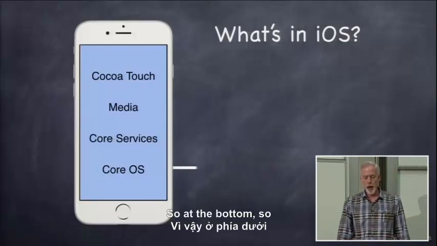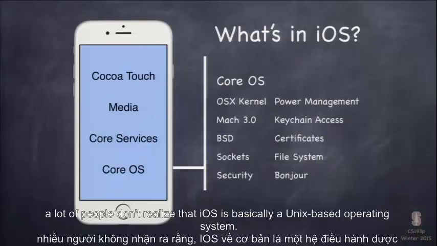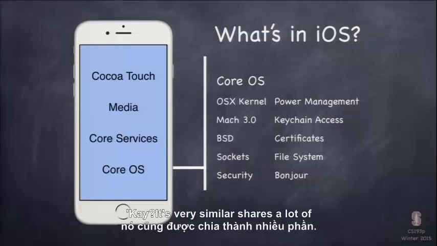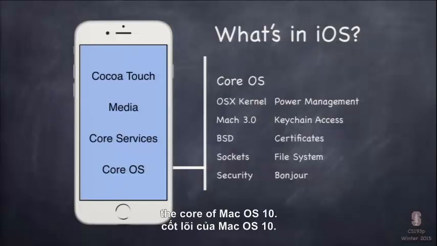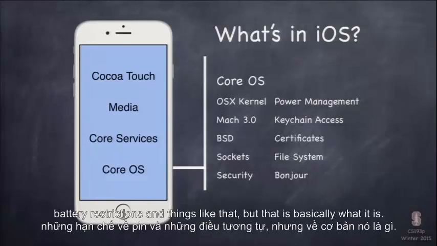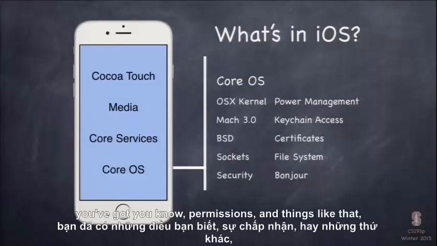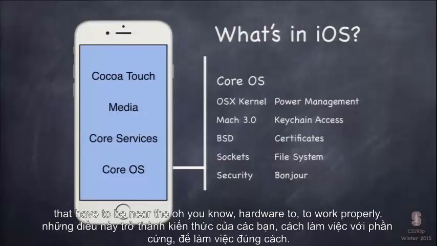Okay, so at the bottom, a lot of people don't realize that iOS is basically a Unix-based operating system. It's very similar, shares a lot of the core of Mac OS X. Now it's certainly optimized for mobile devices, which have battery restrictions and things like that. But that is basically what it is. And so down at that layer, you've got sockets and you've got permissions and things like that that have to be near the hardware to work properly.